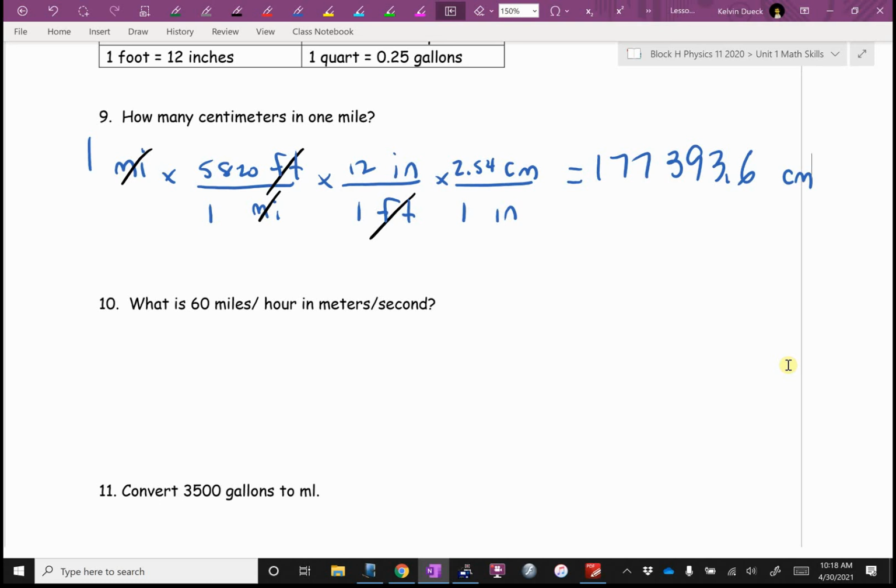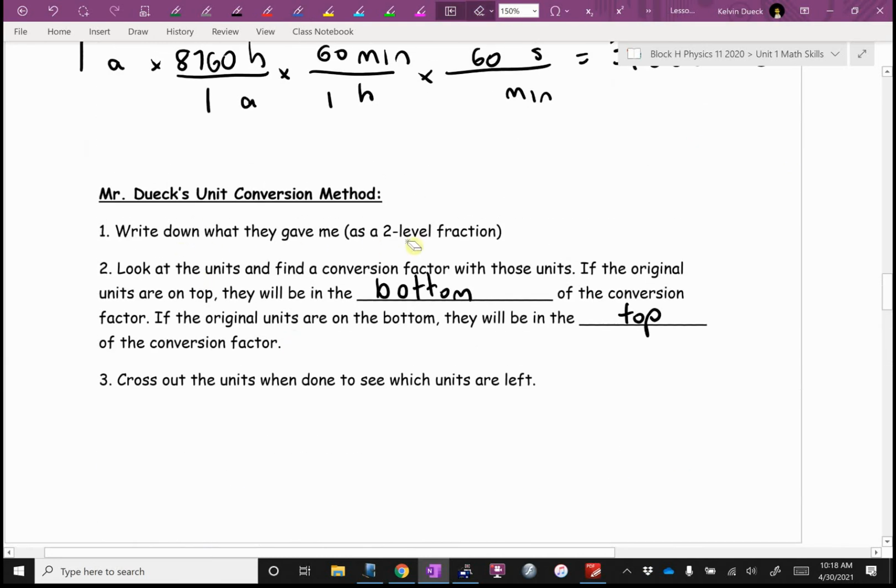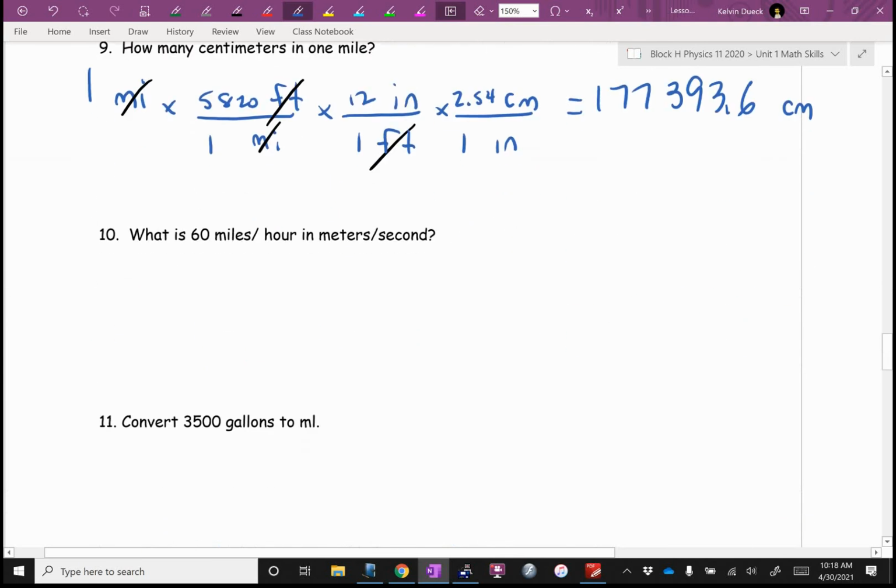Now they want me to convert 60 miles per hour to meters per second. Here's one of my strongest suggestions. This is a fraction. That's what that little fraction line means. Never write slanty fractions. Always write two-level vertical fractions. That's why, by the way, I said write down what they gave me as a two-level fraction. In other words, I'm going to write it like this. 60 mile over hour, because by doing it that way, I can clearly see what's on the top and what's on the bottom.